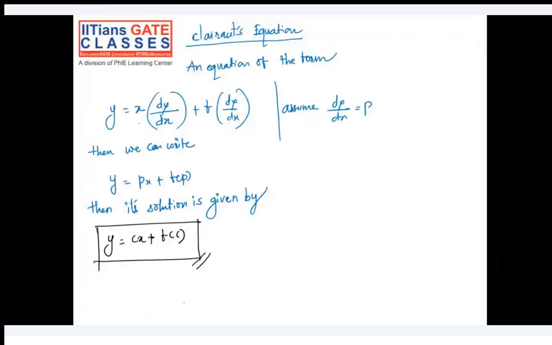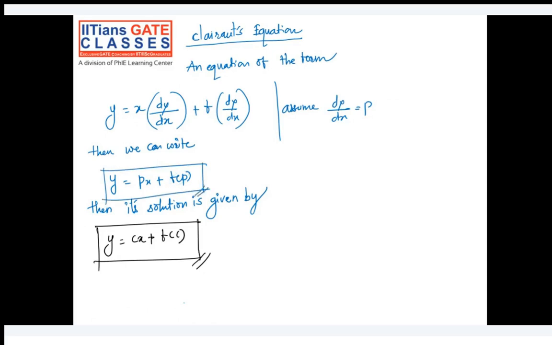So for example, if you assume dy by dx equal to p, it looks like this: y equal to px plus f of p. The reason behind writing it this way is to make you comfortable that it is f of the derivative. So if we write f of p, we understand it is a function in terms of p. Same way here it is f of dy by dx. Then its solution is given by equation number one, that is y is equal to cx plus f of c. That's all, where c is a constant.